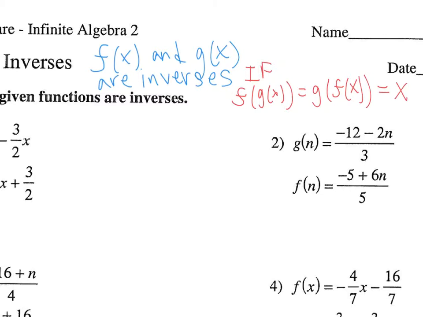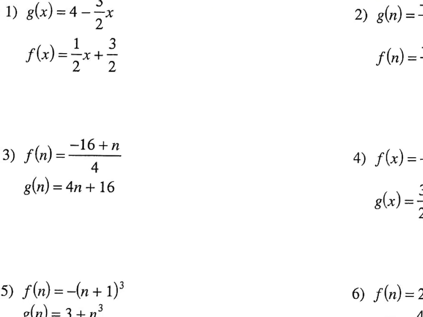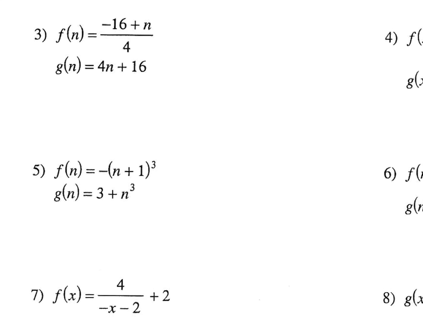And so I want to walk through a couple of those examples with you. The first example we're going to do, you're going to see that it will come out to be inverses. And then the second example is one where it does not come out to be inverses. So we're actually going to skip down to number 3 here. In number 3, this time we don't have f of g of x, but we have f of g of n that we want to find first.